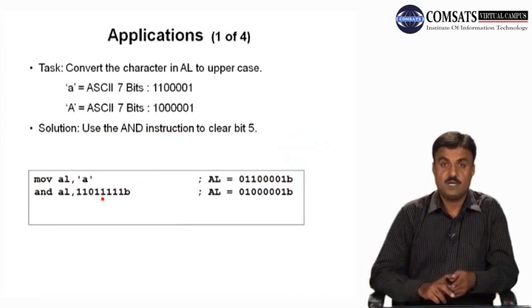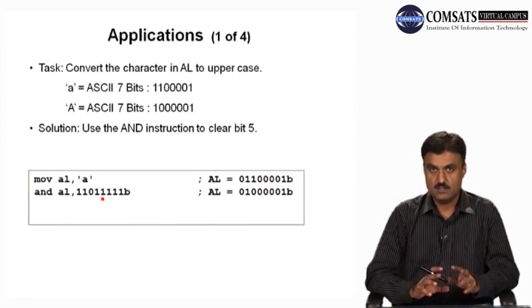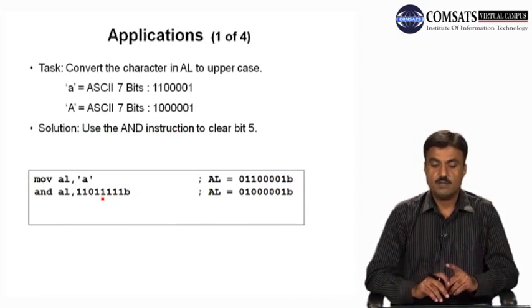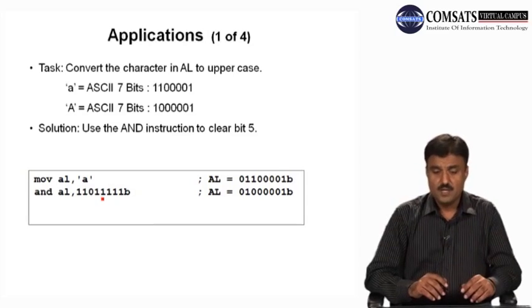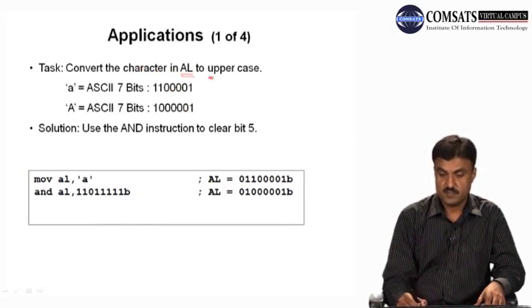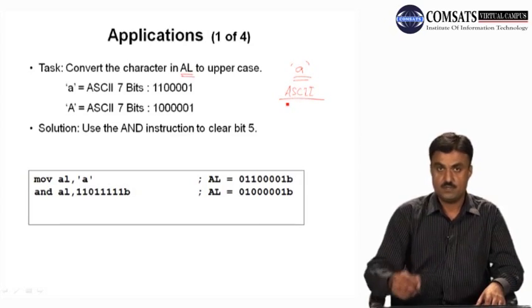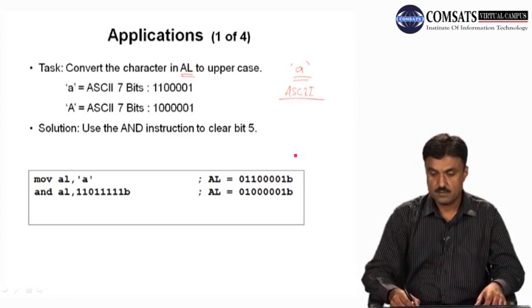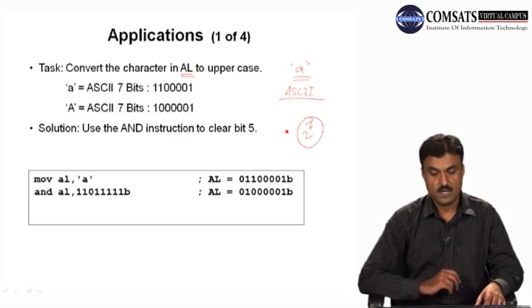Now we will discuss their applications. For example, we discussed AND, OR, exclusive OR, NOT, and so on. What are their applications? For example, if somebody asks you to convert the character in AL to uppercase. So for example, A is a character. We want to convert this A into uppercase. We know the ASCII table. ASCII, American Standard Code for Information Interchange, is a 7-bit code to represent 2 power 7 characters.